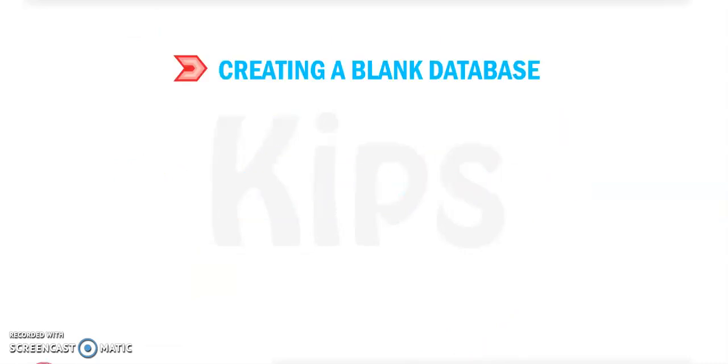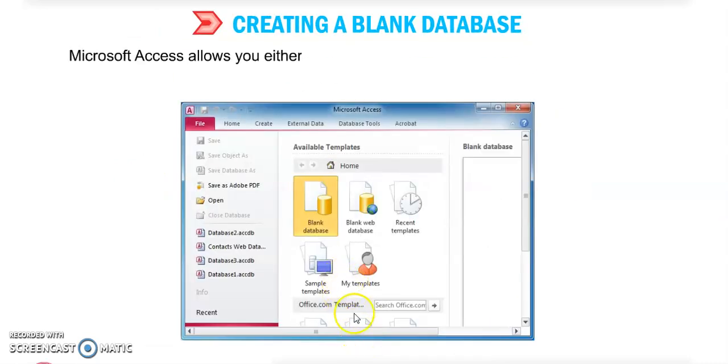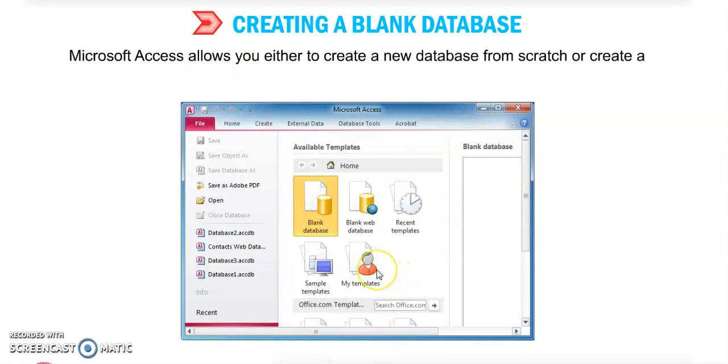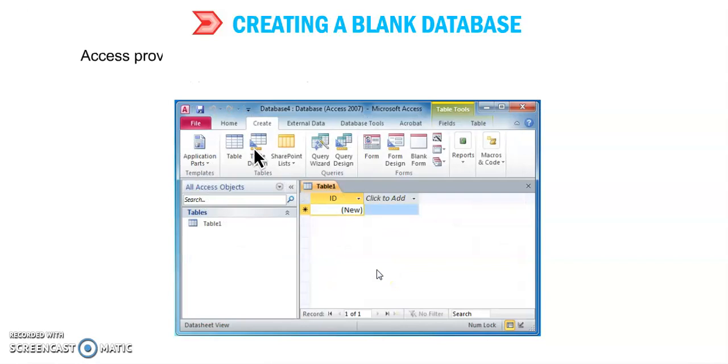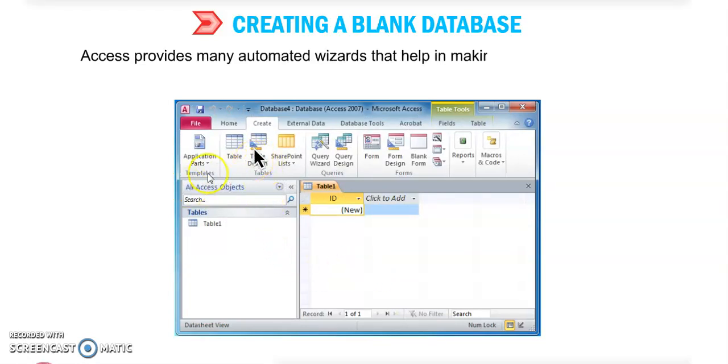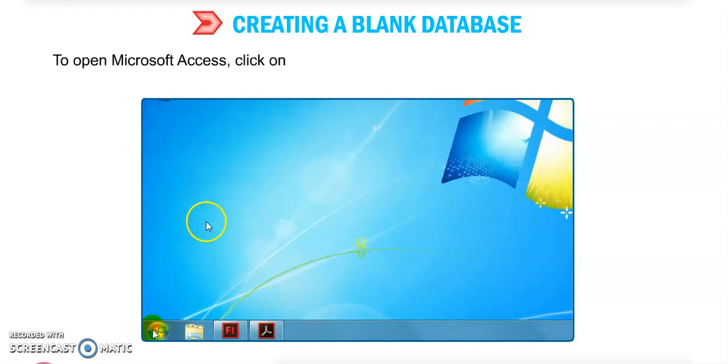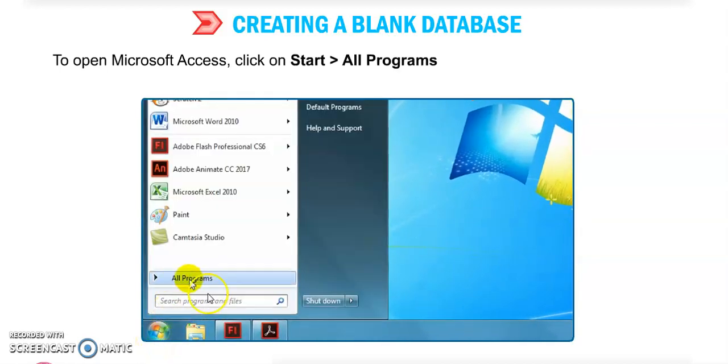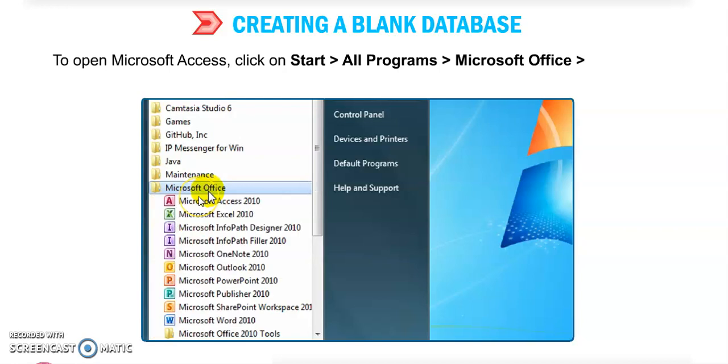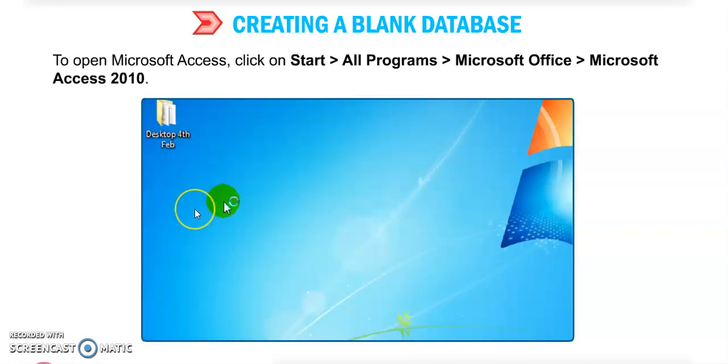Now, next topic is creating a blank database. How can we create a blank database file in Access? For this, Access allows you either to create a new database from scratch or create a database by using pre-installed templates. Access provides many automated wizards that help in making a database. You can see these wizards, forms, reports, queries. To open Access, click on Start button, then All Programs. It is a part of Office. So, click on Office, then Access 2010.